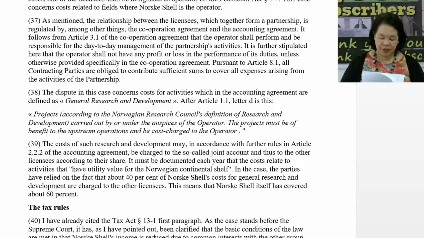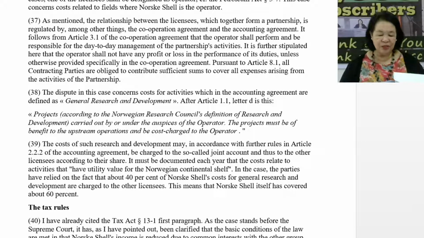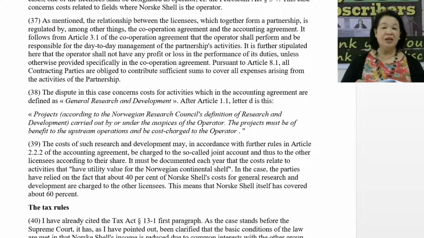No? So it must be documented each year that the costs relate to activities that have utility value for the Norwegian continental shelf. In the case, the parties have relied on the fact that about 40% of Norske Shell's cost for general research and development are charged to the other licenses. This means that Norske Shell itself has covered about 60%. No? So yung 40% pinamigay na niya, so 60% yung sa kanya. Yung share niya doon sa research and development cost. No?